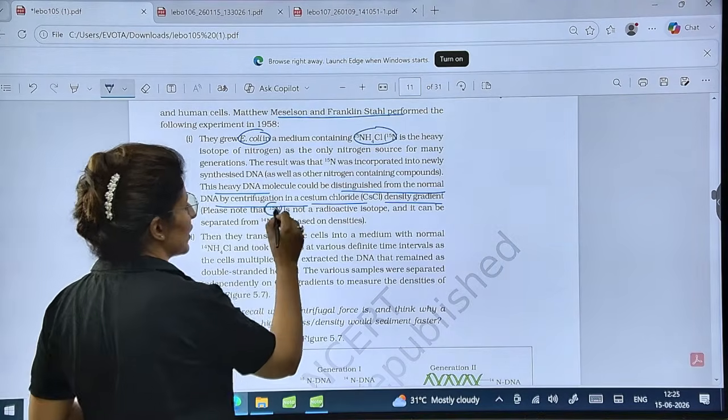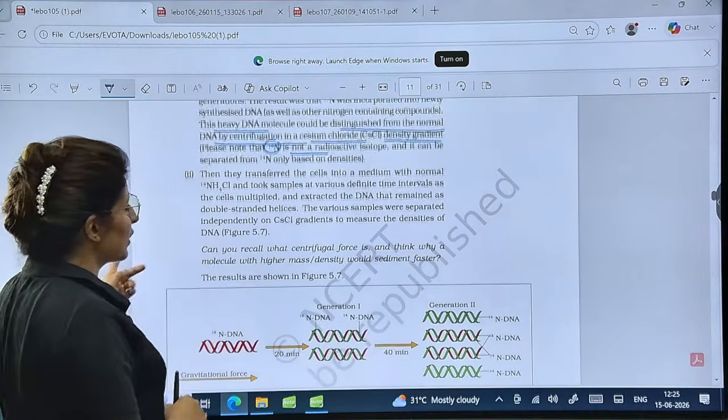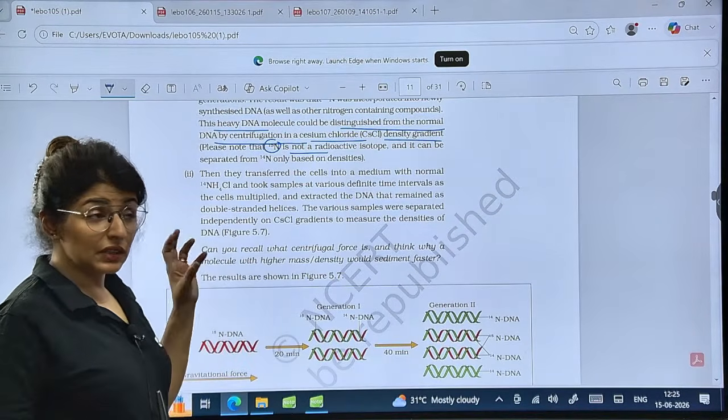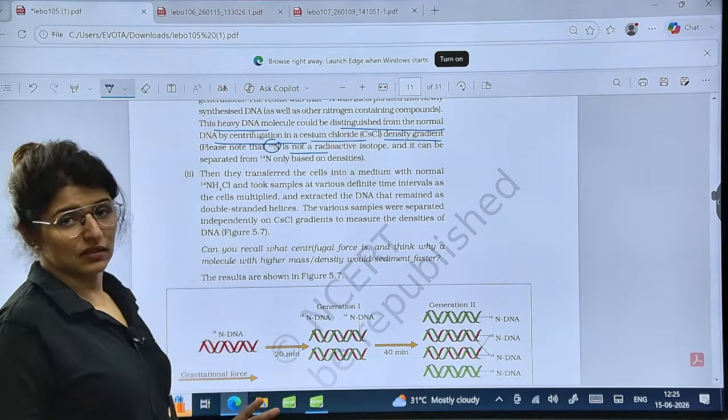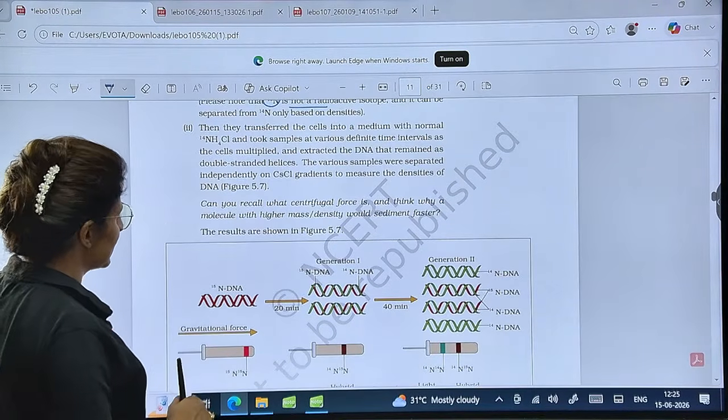N15 is not radioactive, rather it is a heavy isotope. Is that clear? So they are not going to check the radioactivity here. They are going to check the density here. Is that clear to everyone? They are going to check the density here.